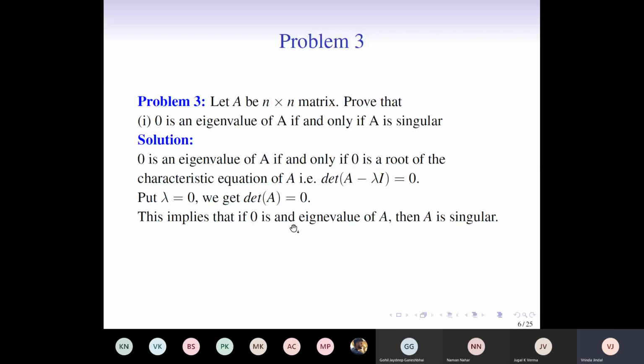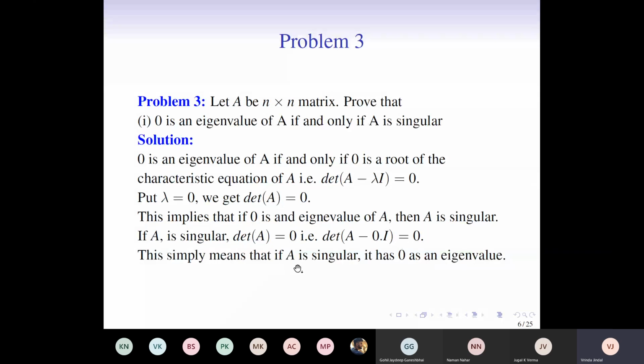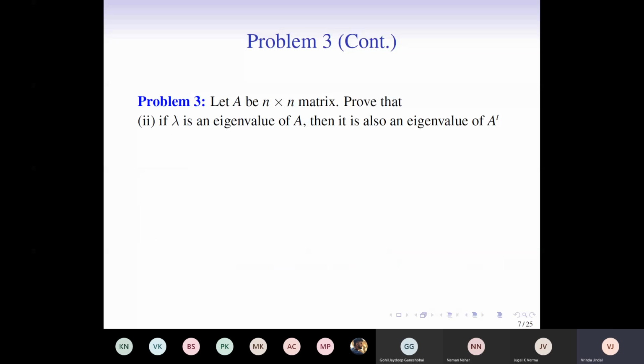Now for the reverse direction, if A is singular, we need to prove that 0 is an eigenvalue of A. A is singular, that means determinant of A is 0. This can be neatly written as determinant of A minus 0 times I equal to 0, which is the characteristic equation of A with lambda put as 0. So what does this say? This simply means that if A is singular, then it has 0 as an eigenvalue. So we have proved it in both directions, and hence the if and only if statement.